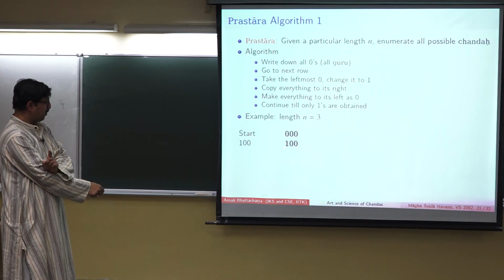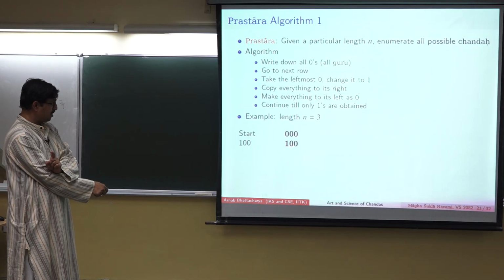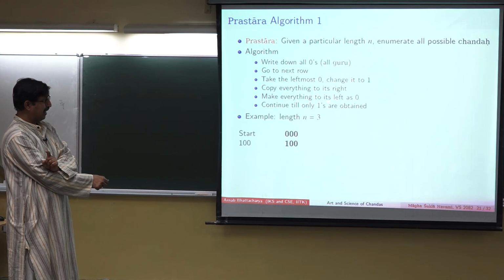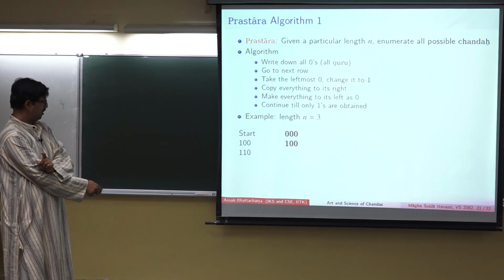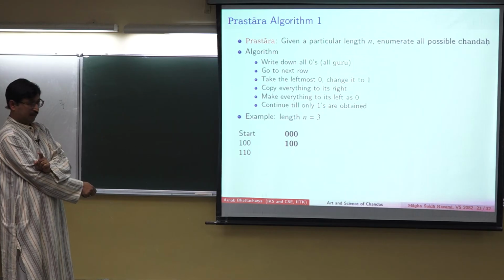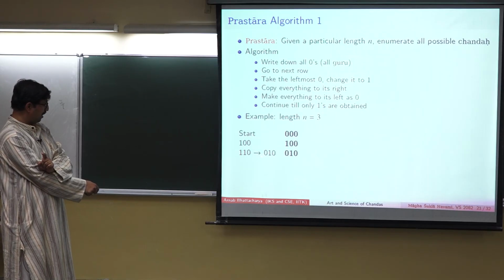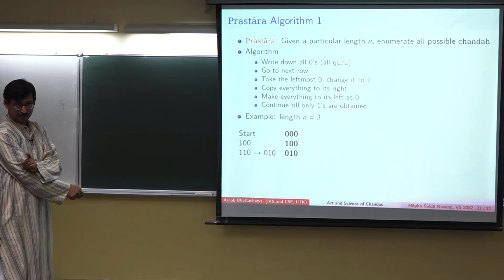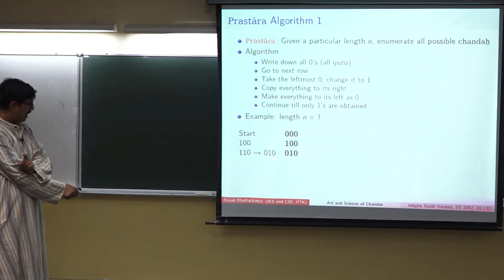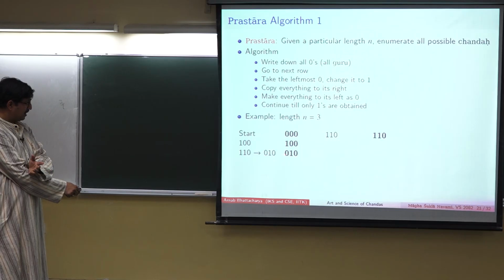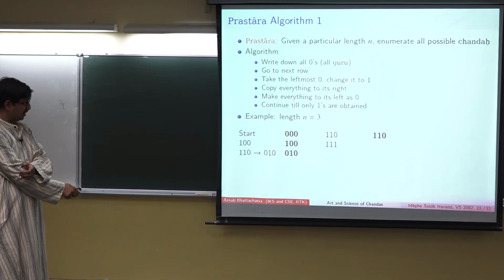Okay. Next what do I do? I take the first 0, change it to 1. So it becomes 1 1 0, but I am not done. Make everything to its left as 0. I have to, this 1 becomes 0. So I get 0 1 0. Okay. Next you take 1 1 0, right? Just the leftmost 0. You keep doing this.